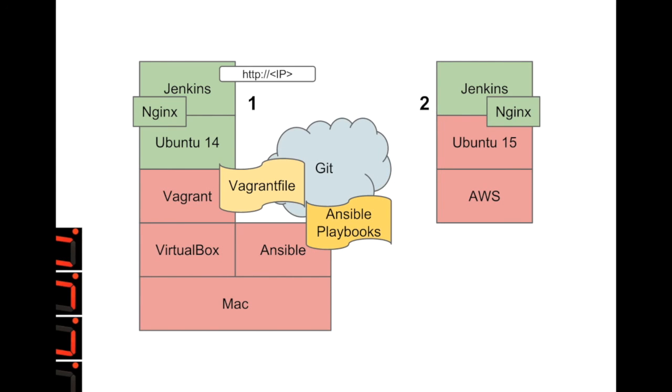So we'll see as well how we get the Vagrant file and the playbooks saved and versioned in the Git version control system. So let's proceed.